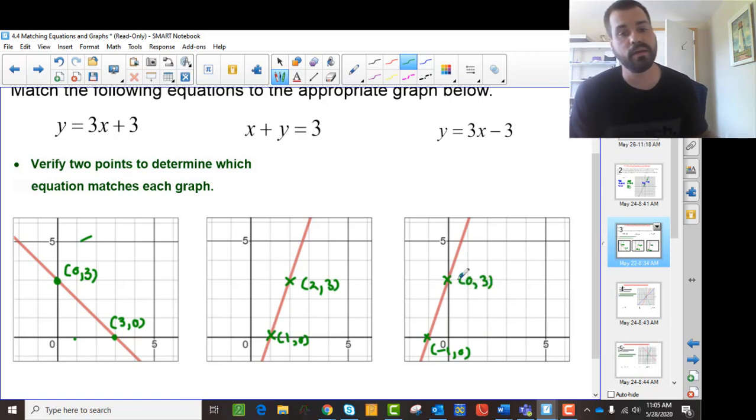So again, I'm making a choice. You can choose any other points as long as they are on grid lines, right? So that's not the only point I could have picked. I could have picked those 2 as well. So all we're going to do is test these points in these equations.